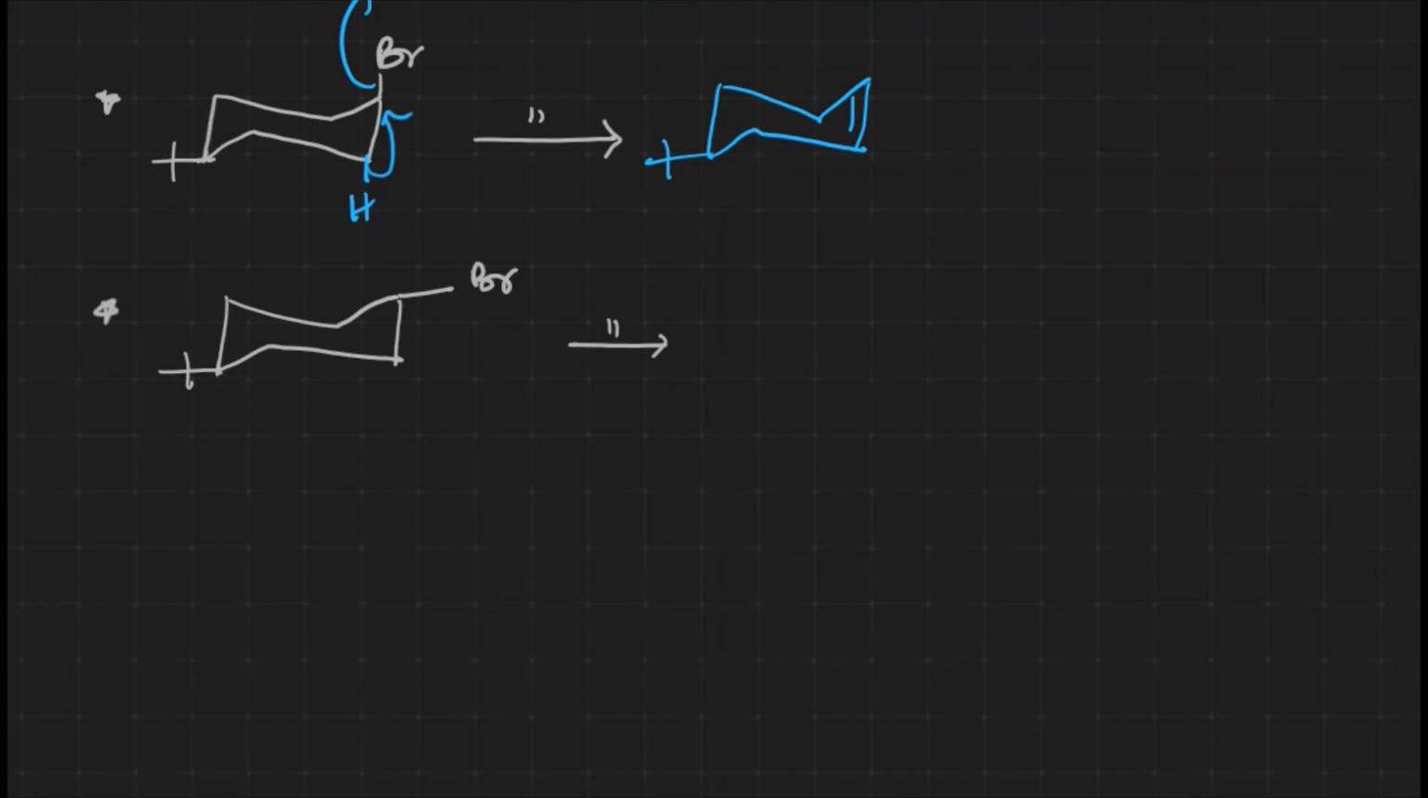We may expect what? Ring flipping. When ring flipping takes place, what happens generally? 1, 2, 3, 4, 5, 6, right? Let me take the ring flipping over here. When ring flipping takes place, what happens here is that, let me take it something like this. Here the first carbon, right? This first carbon becomes at this particular position. This is the first carbon now, second, third, fourth, fifth, and sixth.